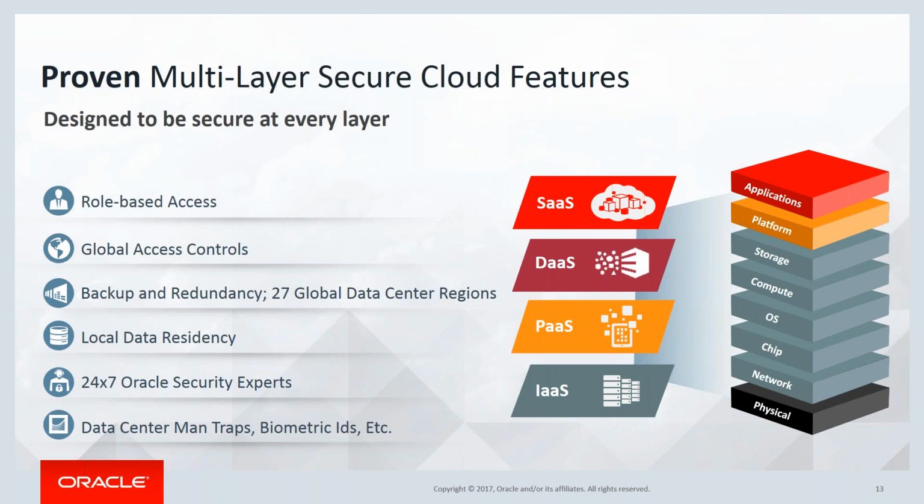Some of the layers that Oracle works on, these built-in cloud security features, go from the physical data center security to network, hardware, chip, and operating system, all the way to storage, disk and database, platform, and to the application layer. As well as providing global access controls so that onboarding and offboarding employees and contractors is consistent and compliant. Oracle invests in these multiple layers of cloud security as part of its overall design across 27 global data centers.